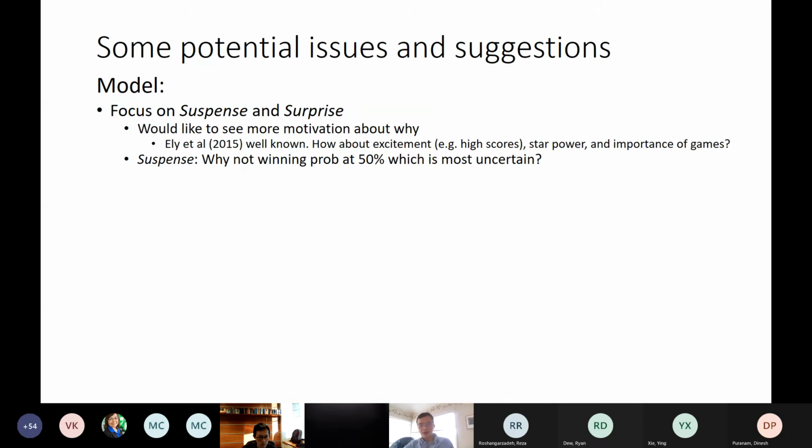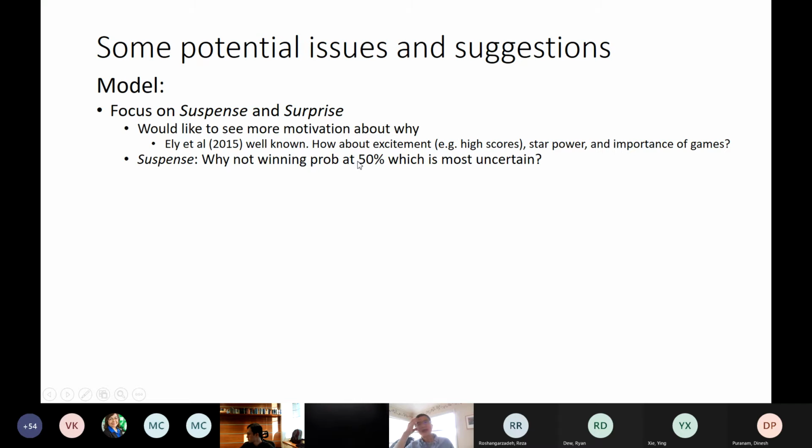Okay, so now let me turn to the model. The model is mainly focusing on suspense and surprise. First of all, I want to see more motivation about why you focus on these two variables. Now, I think Ali et al., their paper is well known, okay?